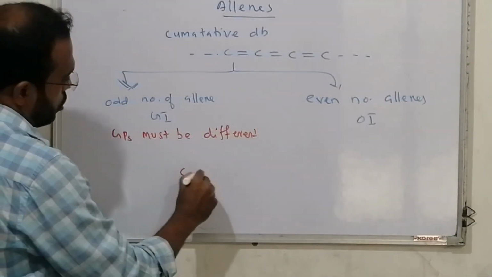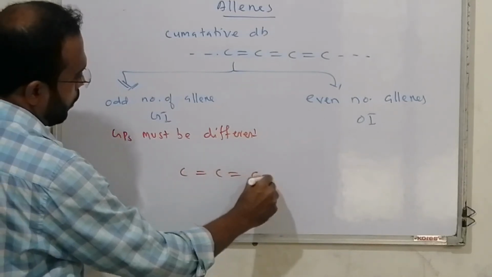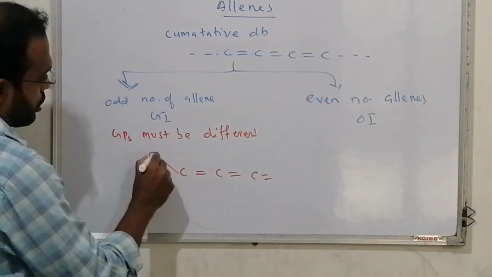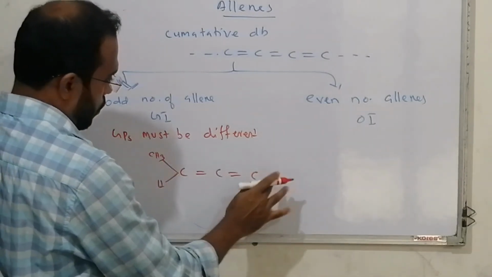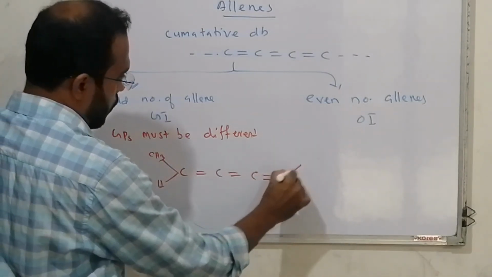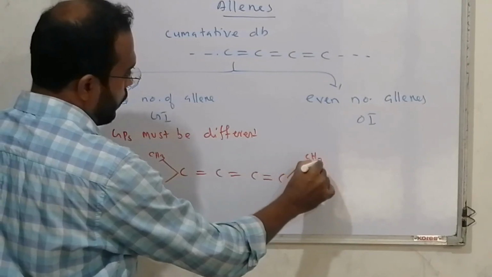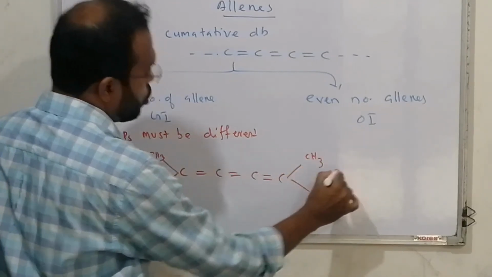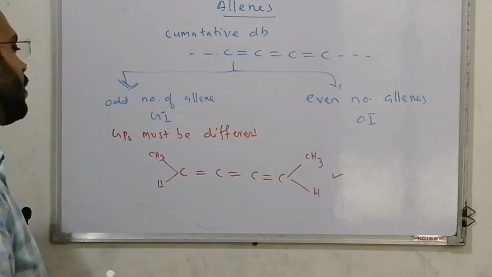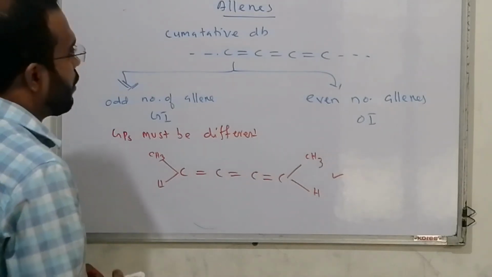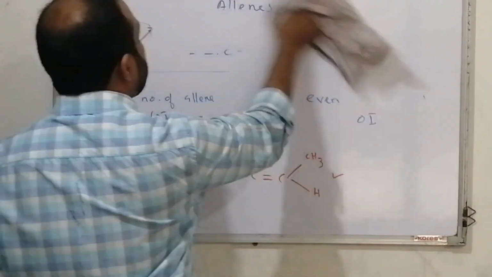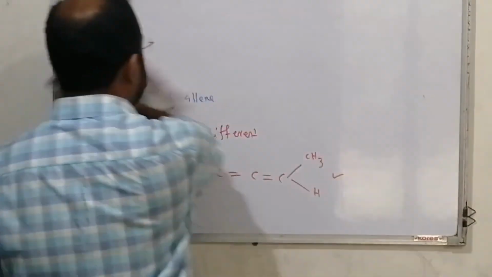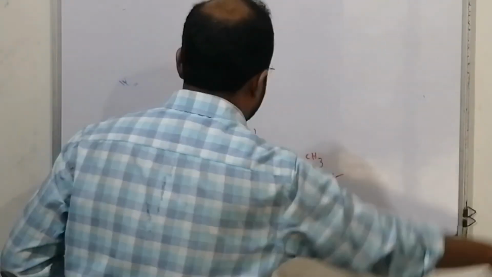That is C double bond C. Here you have CH3, H, CH3, H, geometrical isomerism. Okay. Optical isomerism will be discussed in the next videos. Don't worry about it. Therefore, it shows the geometrical isomerism.